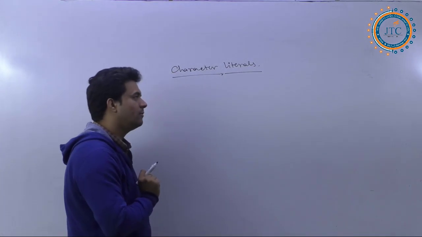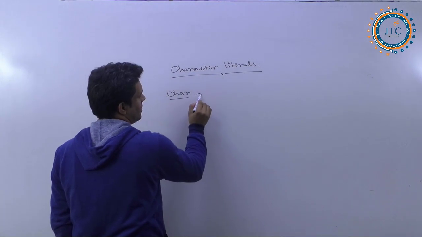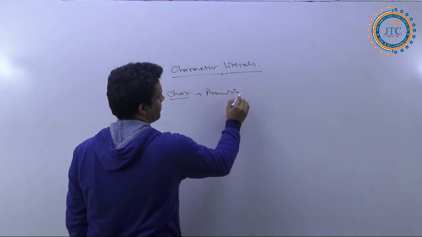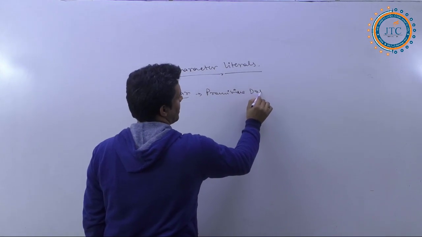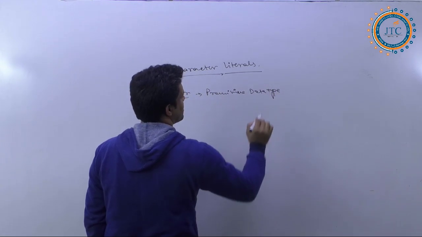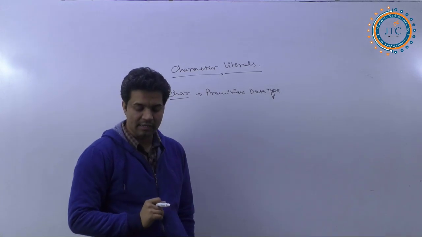See, first of all, char is a primitive data type. Char is something called a primitive data type. It is a primitive data type that we have.